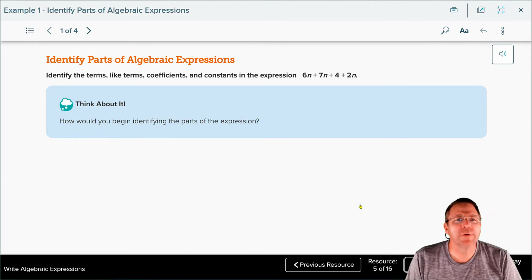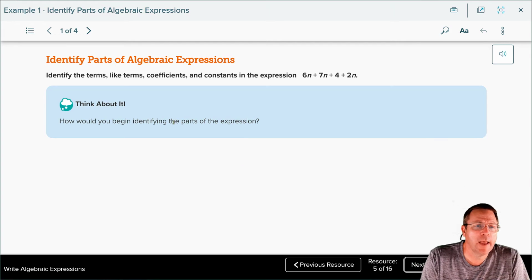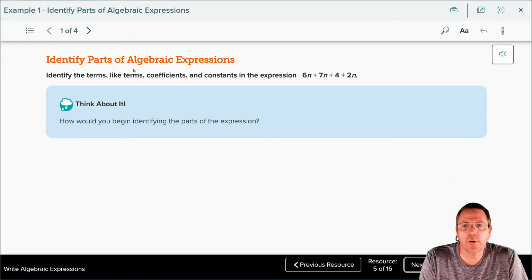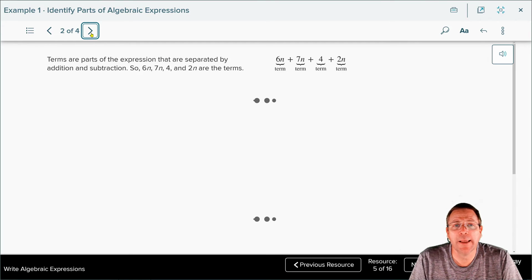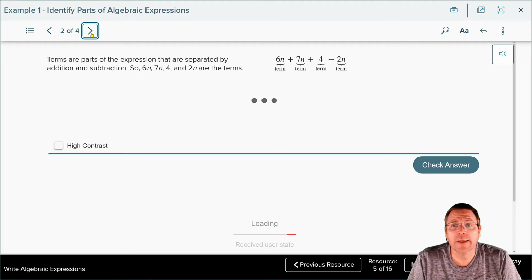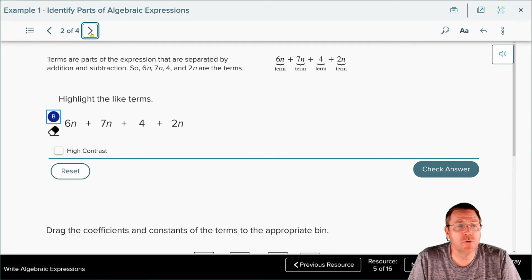Now we're going to learn to identify terms, like terms, coefficients, constants in the expression. We've already discussed them. We're going to dig a little deeper in there. It says, how would you begin to identify the parts? Well, I think I would personally start looking for the terms, the things that are separated by an addition and subtraction, and that is exactly what they did. 6n is a term, 7n is a term, 4 is a term, and 2n are terms.